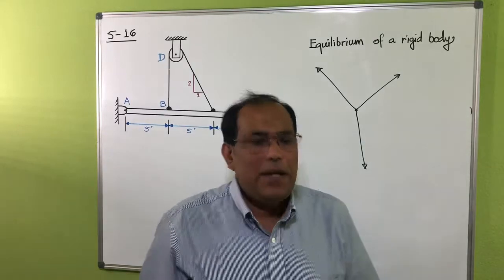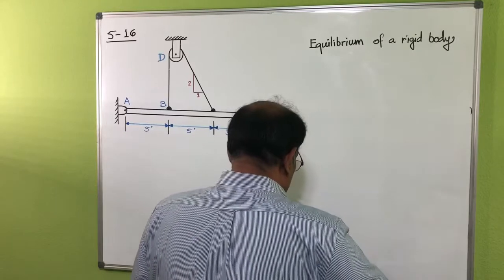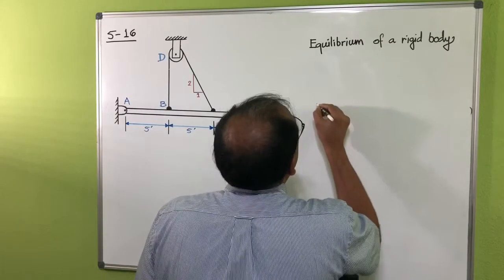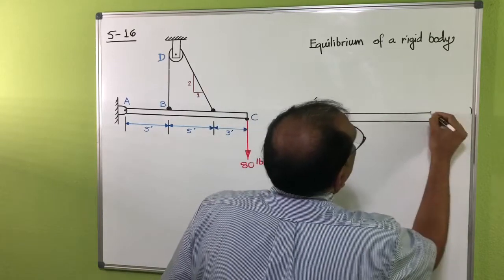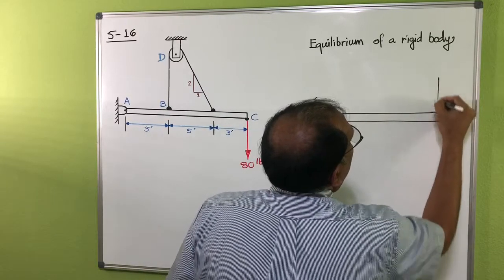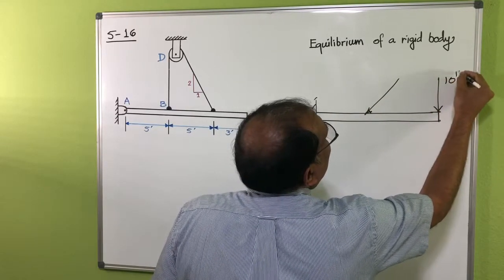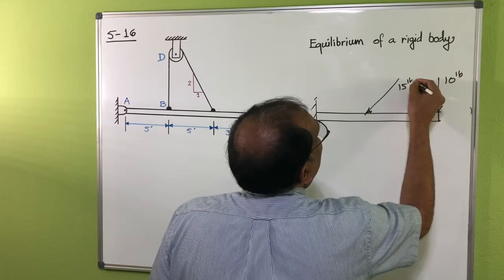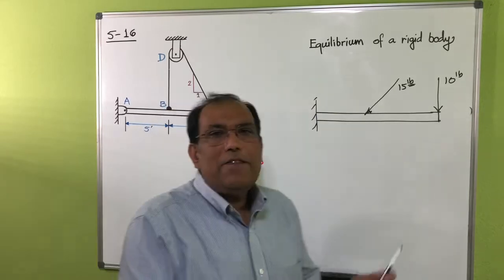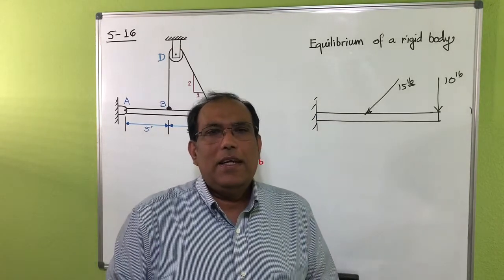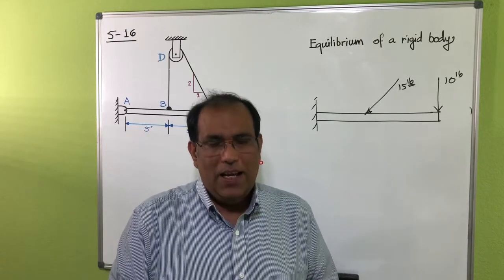But the rigid body is a little bit different because the forces will not be concurrent. As I showed here, let's say I have one force here and another force here. Then you can see the forces are not concurrent here. They are just working at different locations of the rigid body.